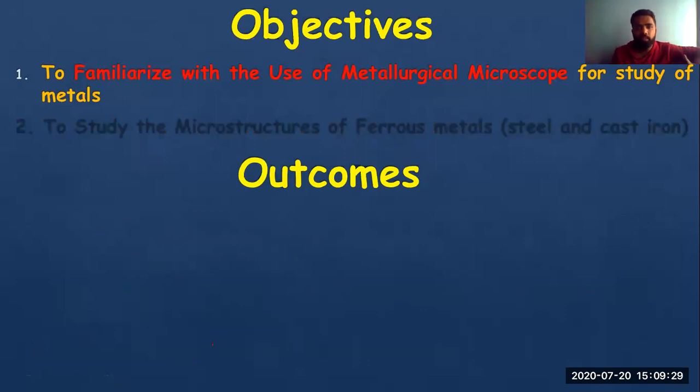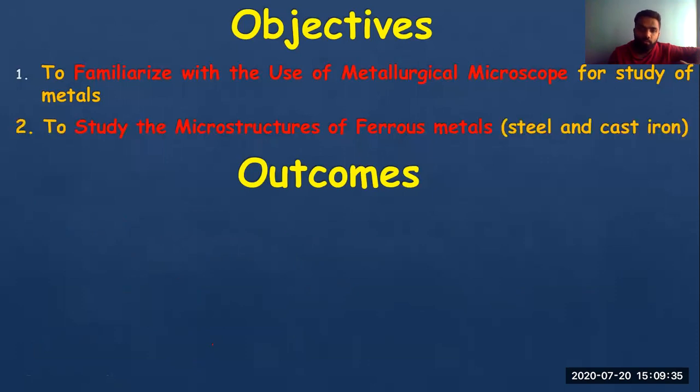Okay, the first objective is you need to be familiarized with how to use the metallurgical microscope, and by using it you need to view the microstructures of the metals. Ferrous metals are of two types in your syllabus. One is steel and another is cast iron. What is the difference between steel and cast iron? In steel the carbon content is low, and in cast iron the carbon content is at a higher range.